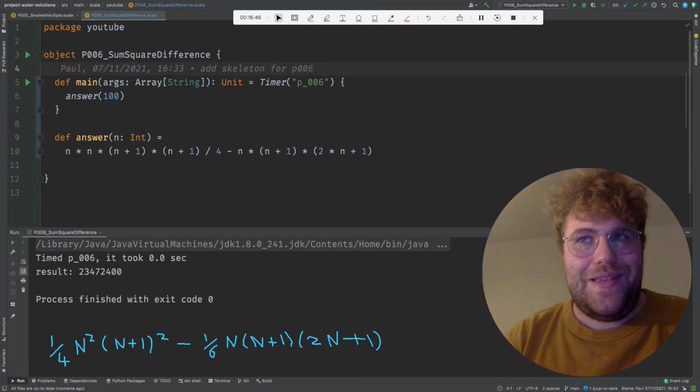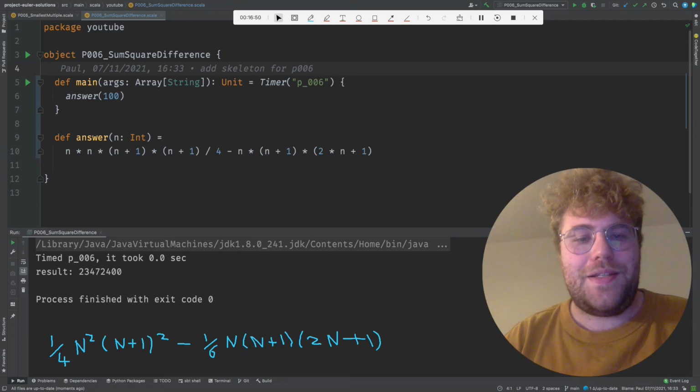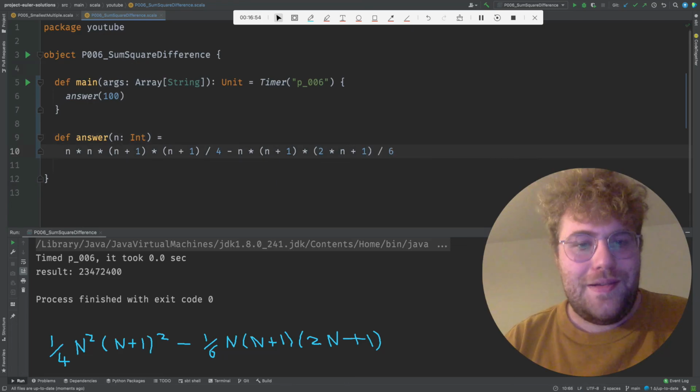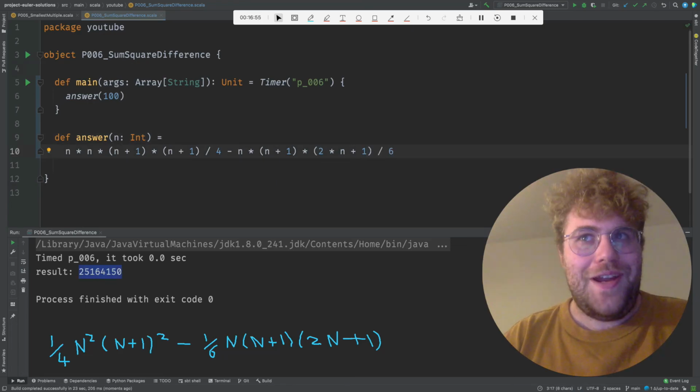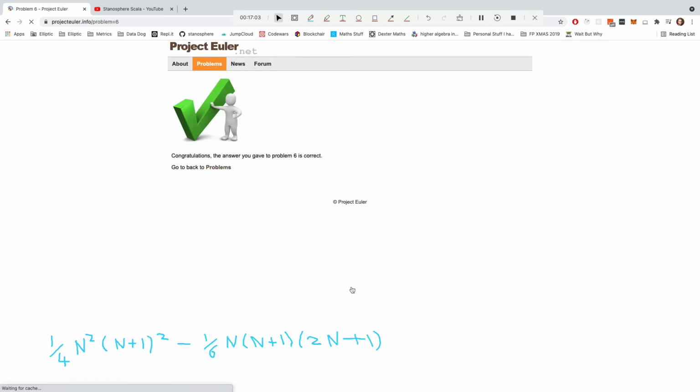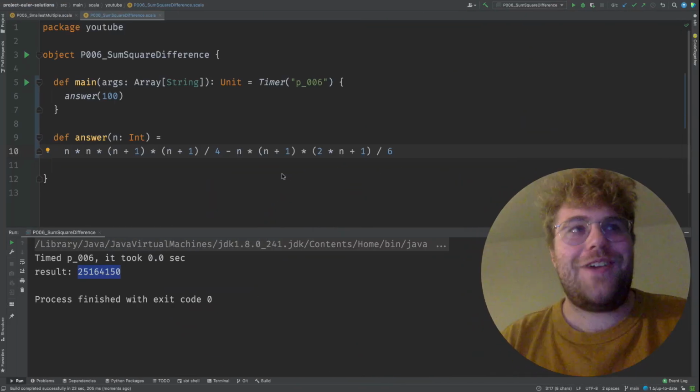I think that's a different number. I forgot to divide by 6. Whoops. Let's try again. Well, I think that's right, but let's just double check. Let's see. I literally can't remember what the number was from the first bit. Yeah, it's right. Okay, great.